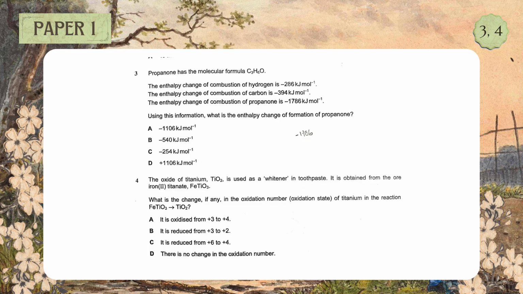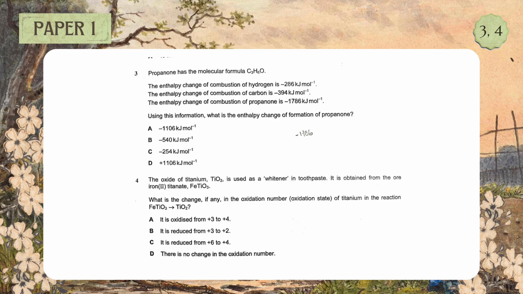For question 4, we need to track the change in oxidation state of titanium going from FeTiO3 to TiO2. Let's start with the product, TiO2, because it's a bit simpler. Oxygen almost always has an oxidation state of minus 2. So since there are two oxygens, that's a total contribution of minus 4. Because the compound is neutral overall, the titanium must balance that out with an oxidation state of plus 4.